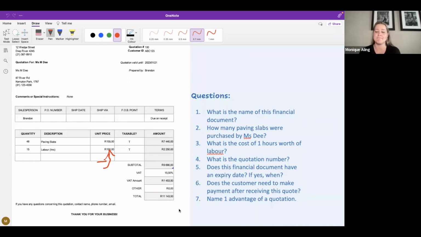Anyone want to try? Why would you get a quote from a place? Good, Lauren. You can see which one is the cheapest. So it allows you to compare prices at different places. Okay, great answer, Lauren. Well done.